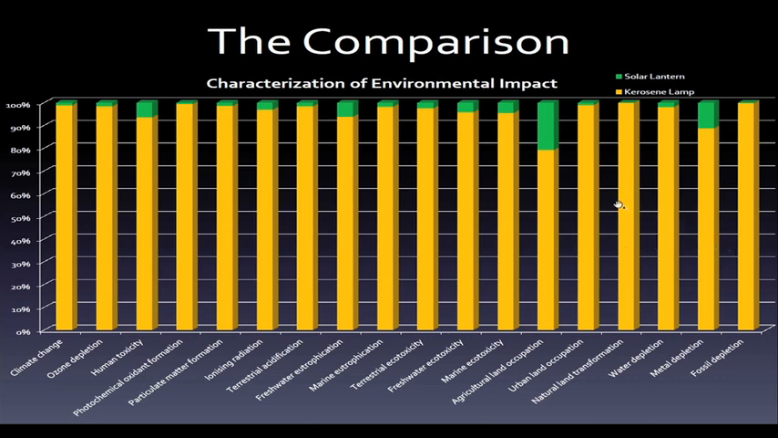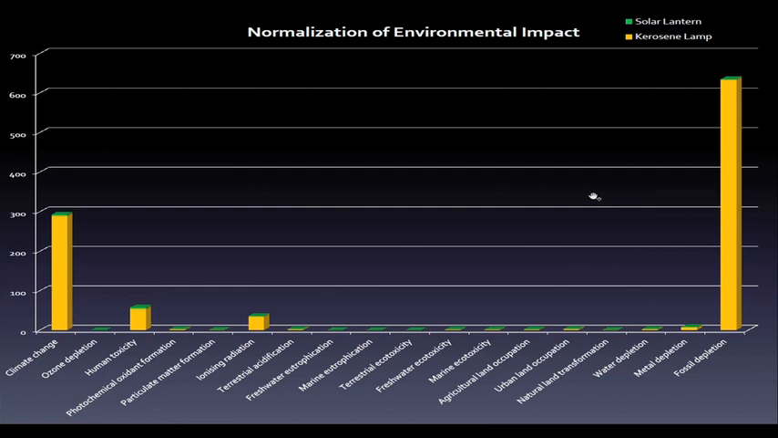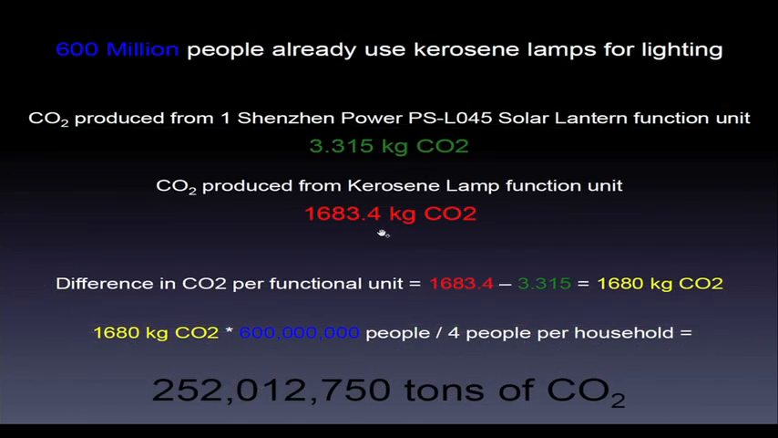It's not that we didn't know what the impact was, but here we can quantify how much it is across different categories. If you look at which one you see more, the kerosene lamp is much higher than solar in most of the categories. So that gives you an idea, and then you can normalize it. If you normalize the data, you can see for most of it you don't see much impact in terms of the solar lantern, but in some you see more impact in terms of the kerosene lamp, which we showed up here. So 600 people already use kerosene lamp for lighting. CO2 produced is 3.15 kg of CO2. For kerosene lamp, 1.638. So much higher.